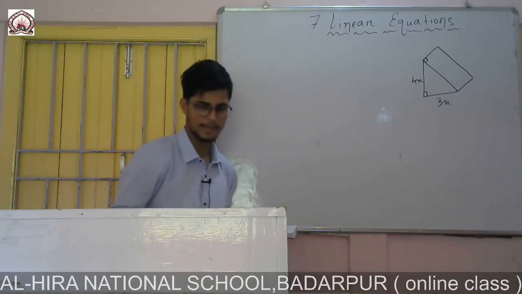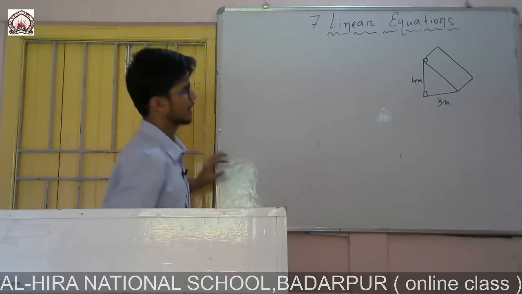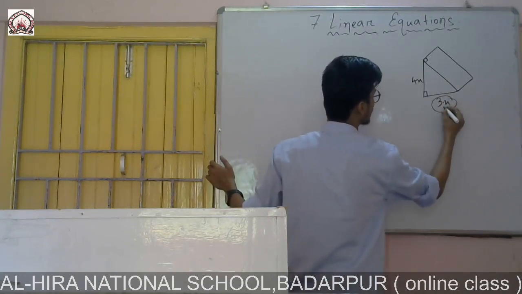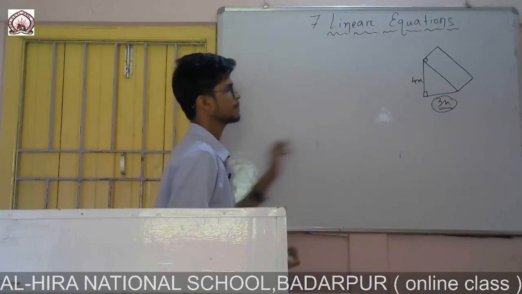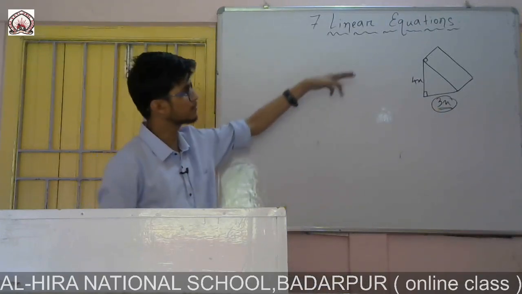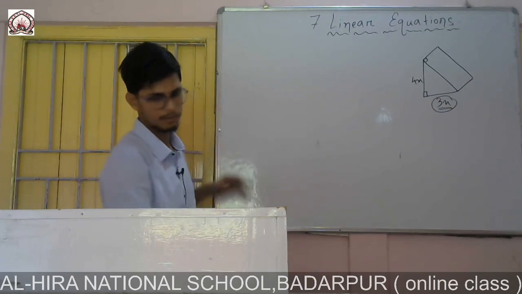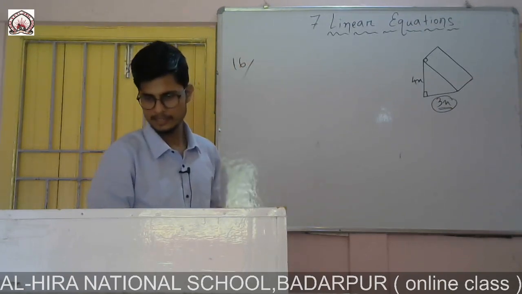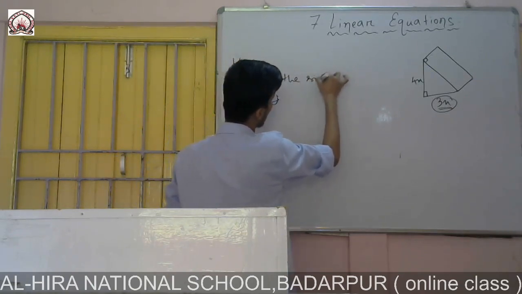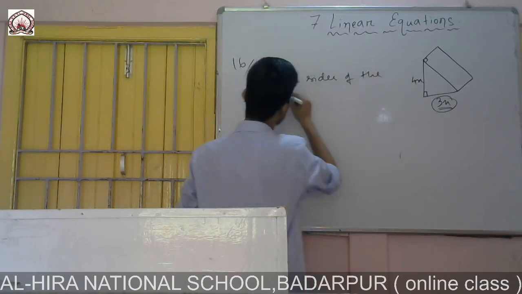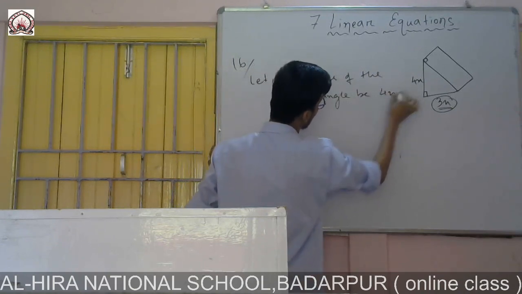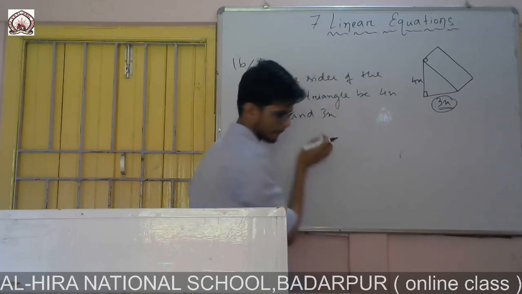So first of all we will find the hypotenuse, and then we will find the shortest side. This is the shortest side, 3x, and this is 4x. The question is to find the shortest side. Which one is shorter, 3x or 4x? 3x is 3 times x and the other is 4 times x. So first you write: let the sides of the right triangle be 4x and 3x.